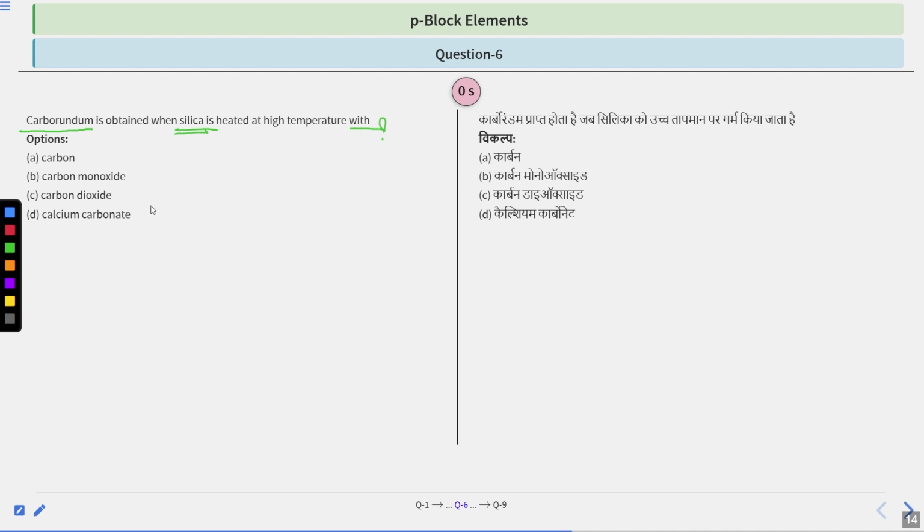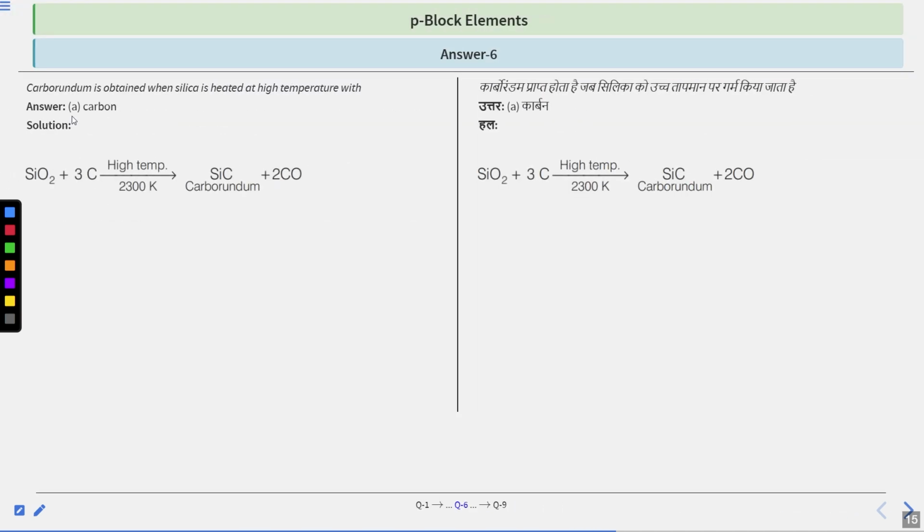Okay, let's see. The correct answer is option A, that is carbon. So when silica is heated at high temperature with the carbon, the carborundum is formed. SiC. Okay. So SiO2 silica plus 3 atoms of carbon at high temperature, 2300 Kelvin temperature. It is giving us SiC plus 2 carbon monoxide molecule. Okay. So we have asked that when silica is reacted with what to give us the SiC carborundum. So the correct answer is carbon. That is option A.